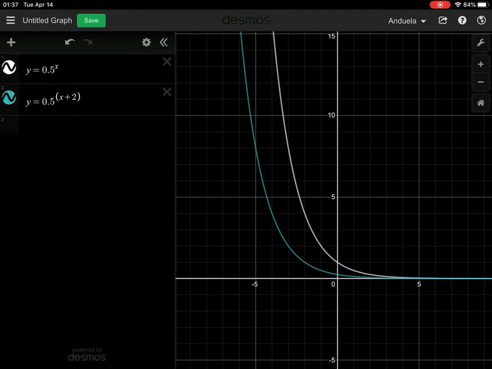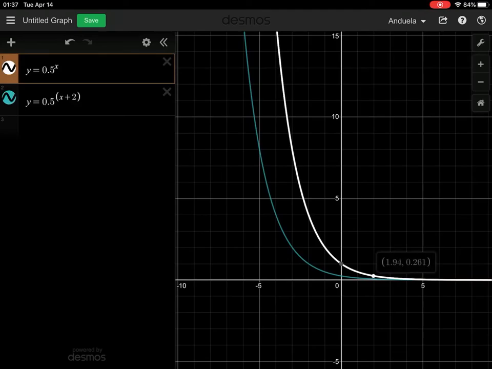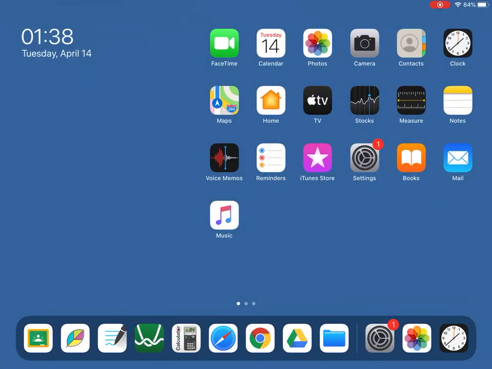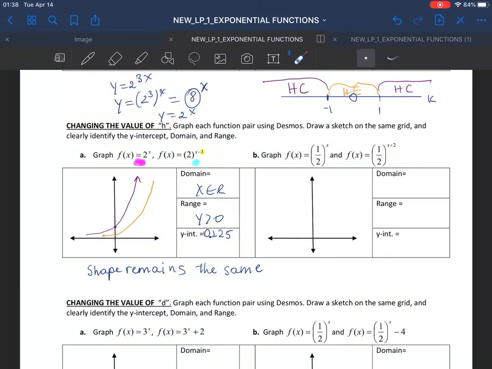So 0.25 for this one was at this point here, right? At x equals 2, y was 0.25, so it was 2 units later, right? So we are going to say that if we have 1/2 to the power of x here, let me just set the colors. I'm going to make this one blue, and this one here orange. Here's the y-intercept of 1, here goes 1/2 to the power of x, and the other graph, the y-intercept will be 0.25 here, okay, right here.